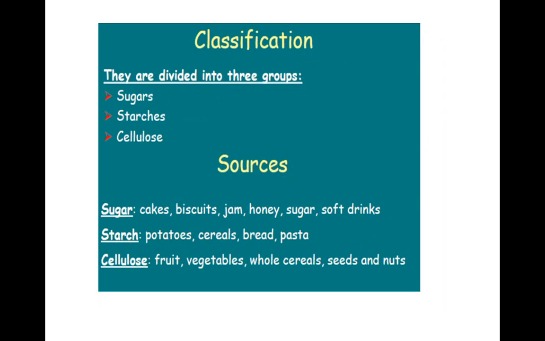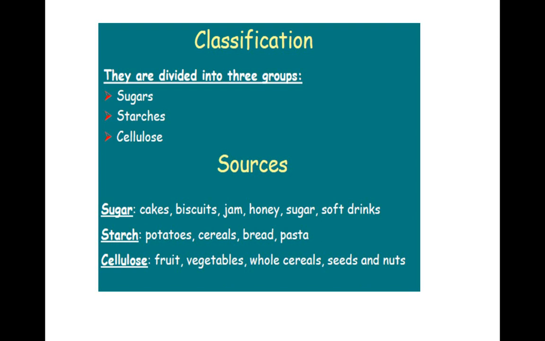Sources of carbohydrates. Sugar, cakes, biscuits, jam, honey, soft drinks. There are three types of sugars: glucose, fructose found in grapes, and sucrose, lactose, maltose.